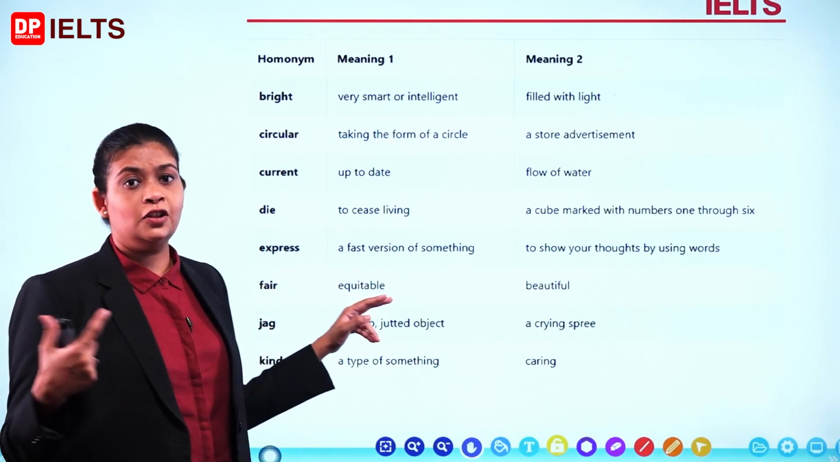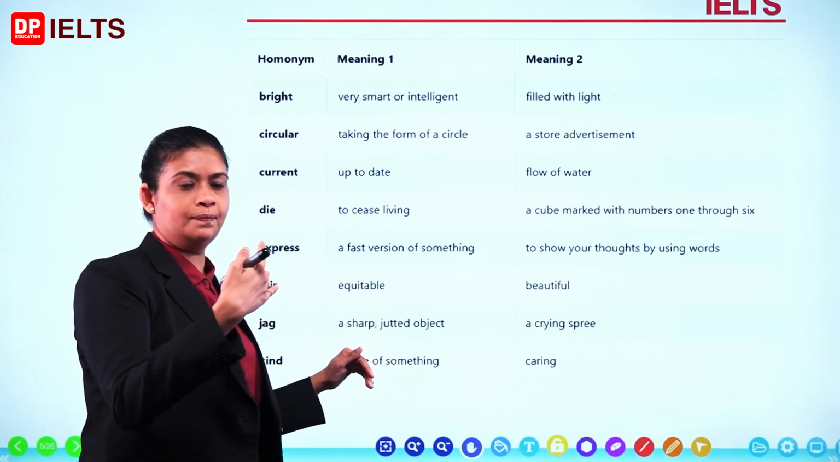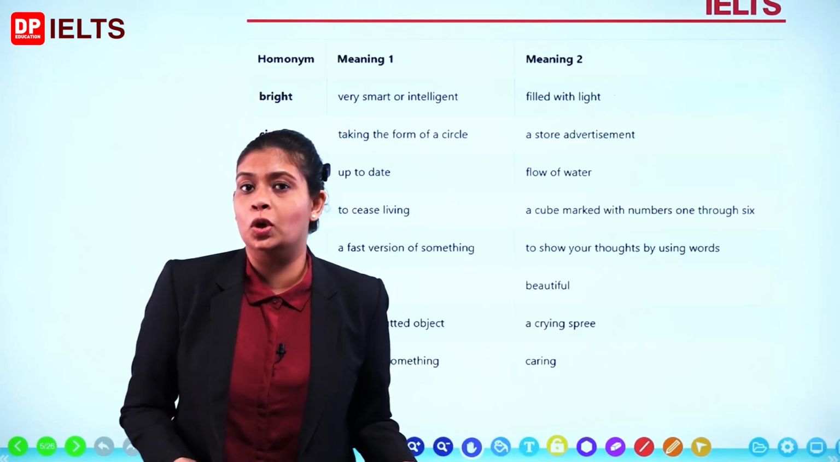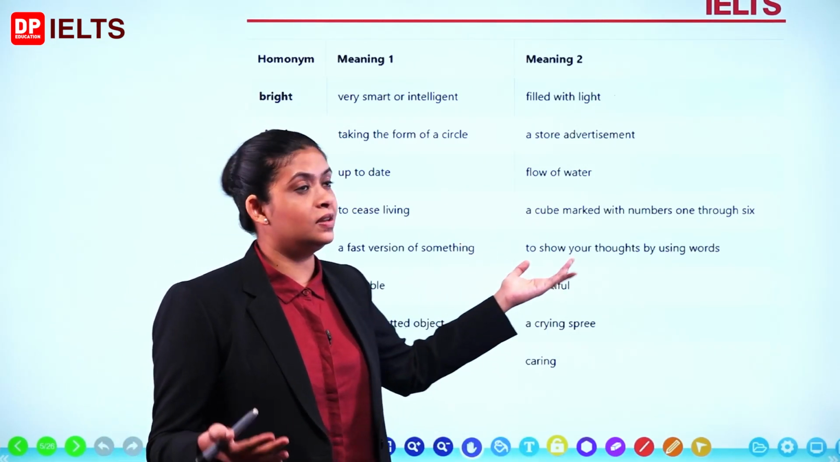Express, okay? Send it through express, that is a fast version, okay? And express your thoughts. That means to show how concerned you are.